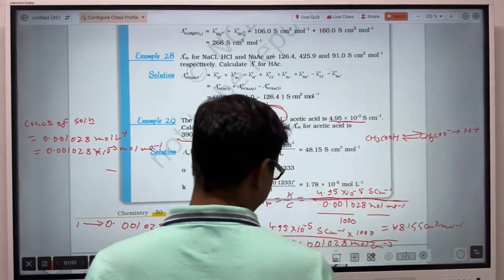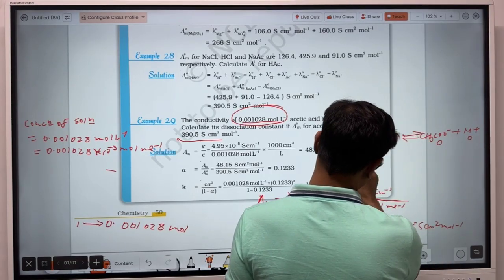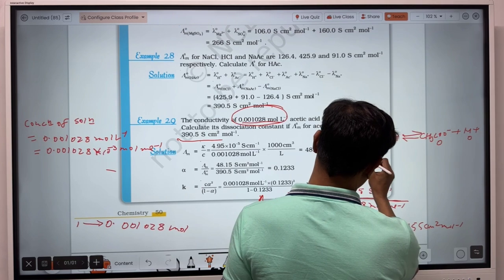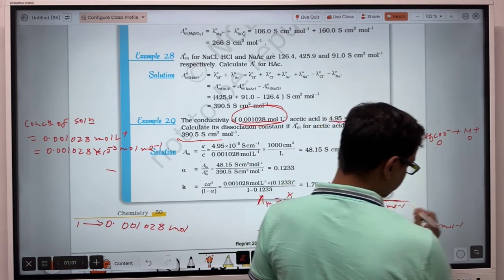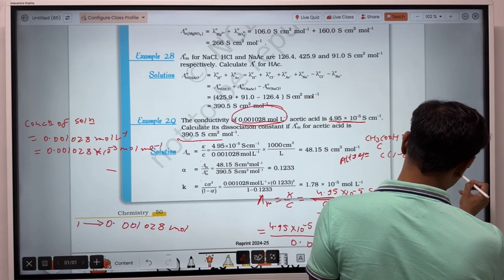Clear? Then after is alpha. For this one concentration is C, so it will be 0. Now at equilibrium, what will be here? C into 1 minus alpha. As I have taught you also, it will be C alpha, C alpha into C alpha.